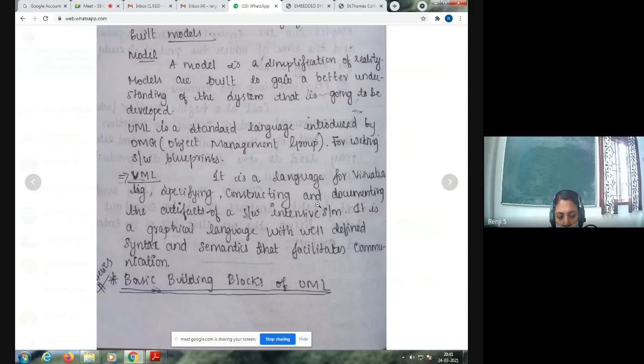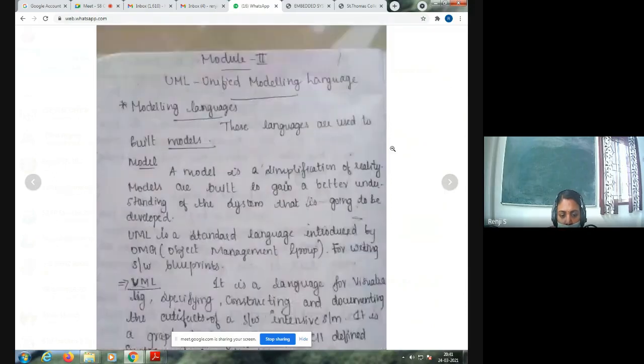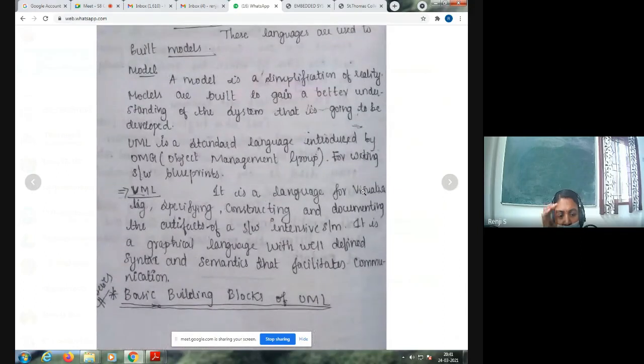Now, before we study the structure and behavior of an embedded system, we have to study what the notations used in UML are, because these are the notations which are used to specify the structure and behavior of an embedded system. So we have to understand the components or the notations used in UML. We have to understand what the basic building blocks of UML are.